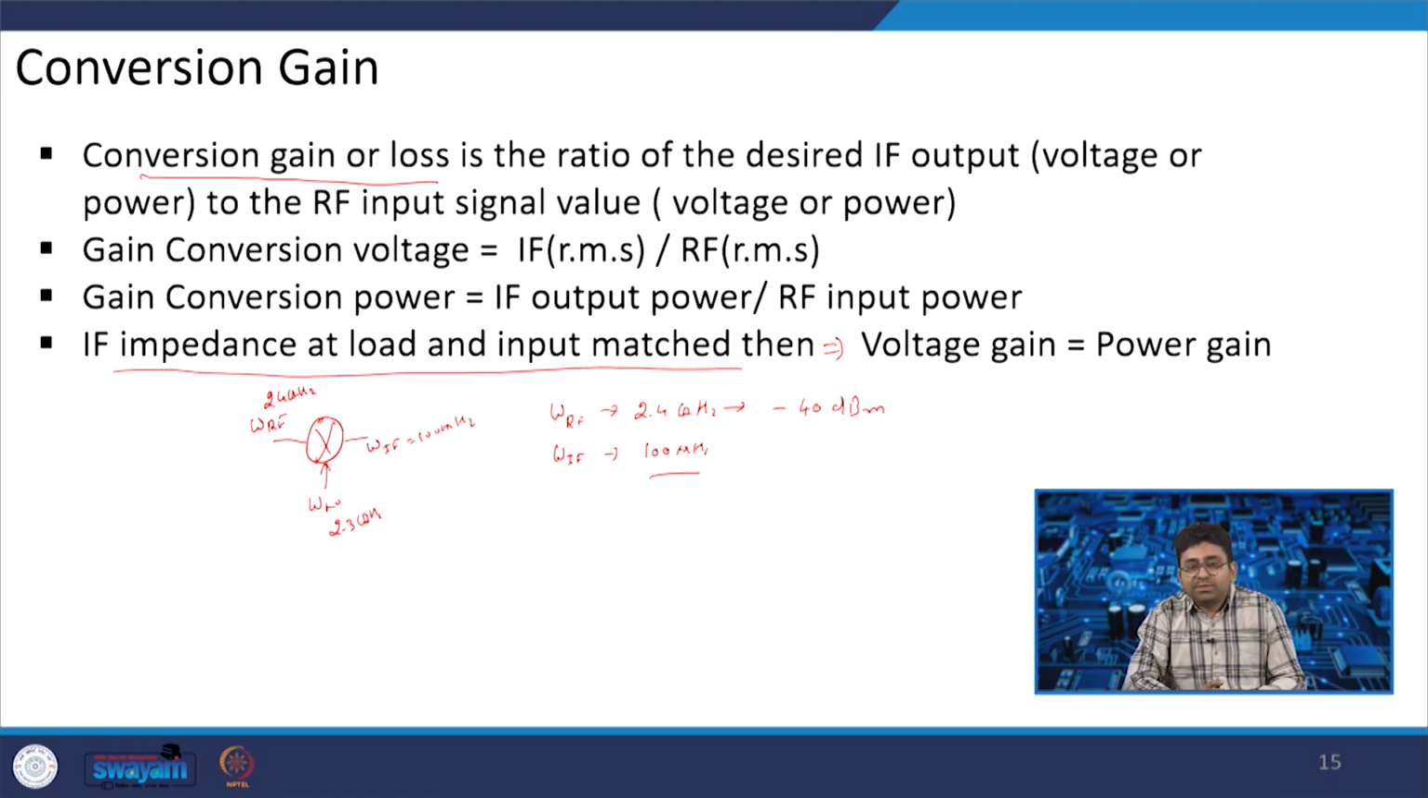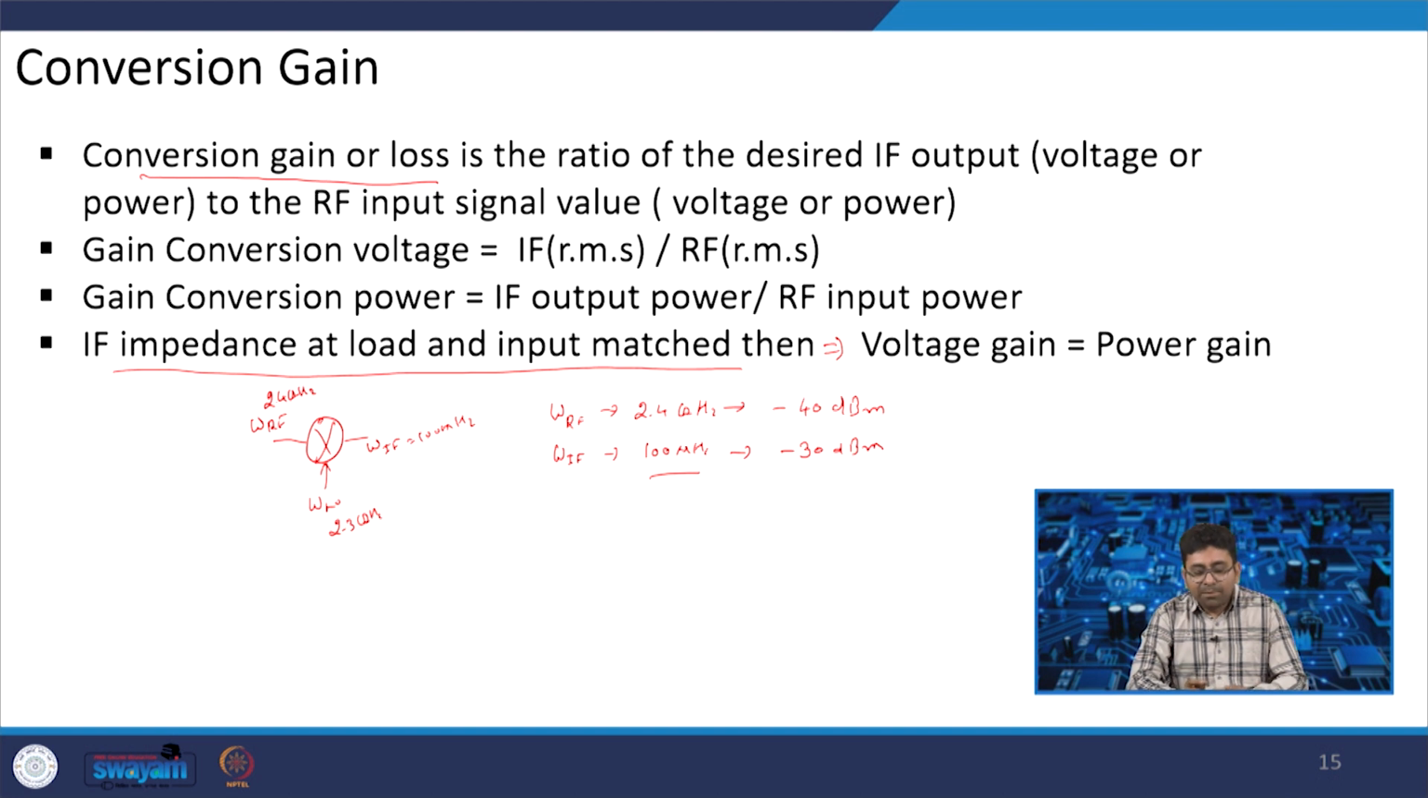And as we have seen in the last class, we do not want RF power to be fed through to the IF. We need isolation between the RF and IF ports as well. So, this is our desired frequency, which is 100 megahertz, and at 100 megahertz your output power is minus 30 dBm.